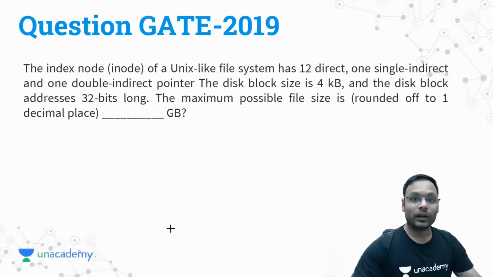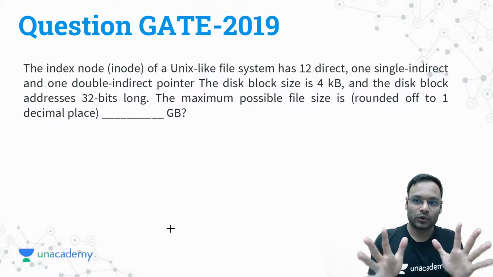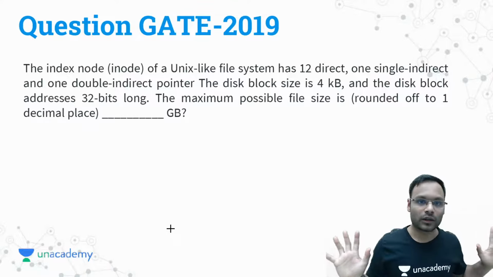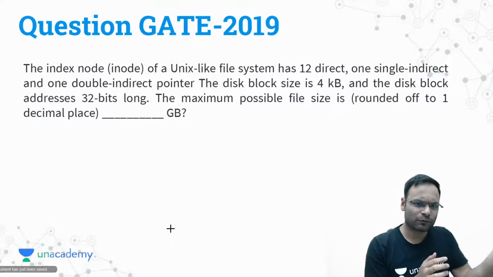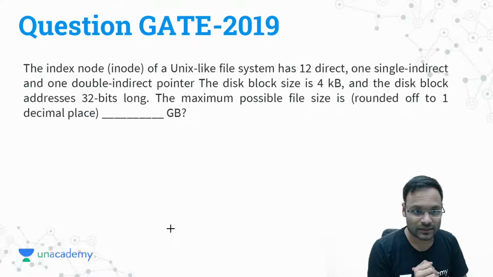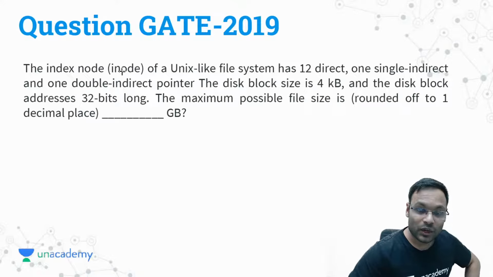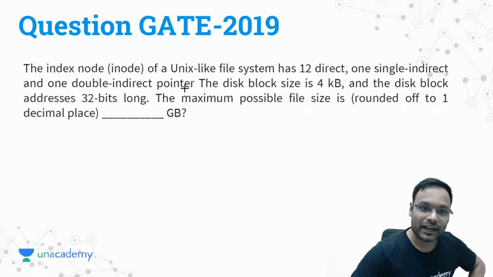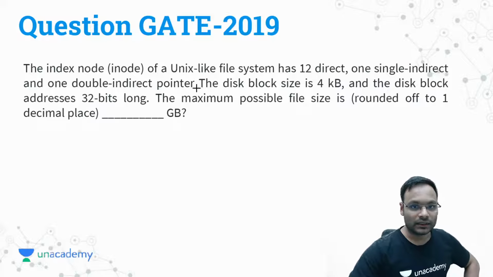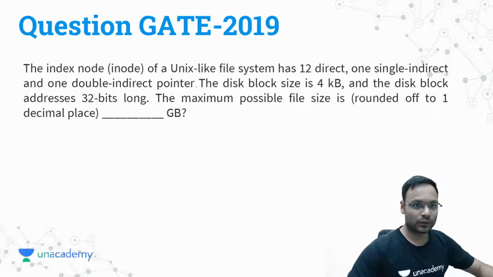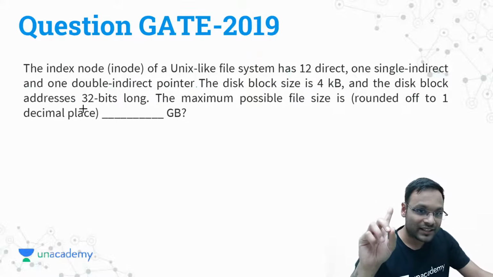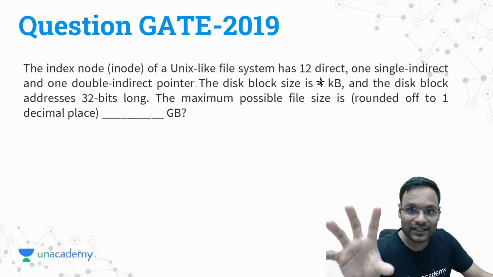Understood? Okay, now listen, there is a question which we are going to solve and you will understand how to solve it. Very easy. This kind of question has actually been asked 2 times. In 2004 also a similar kind of question was asked. In the index node, inode, of a Unix like file system has 12 direct, 1 single indirect and 1 double indirect pointer. Okay, good. The disk block size is 4 kilobyte and disk block address is 32 bit.